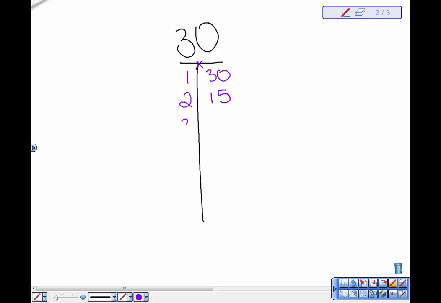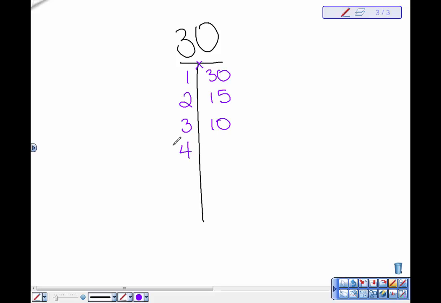Let's move on to 3. If the sum of the digits can be divided by 3, then it's divisible by 3. 3 plus 0 equals 3, and I know that 3 can be divided by 3, that equals 1. So 30 can be divided by 3. That gives me 10.